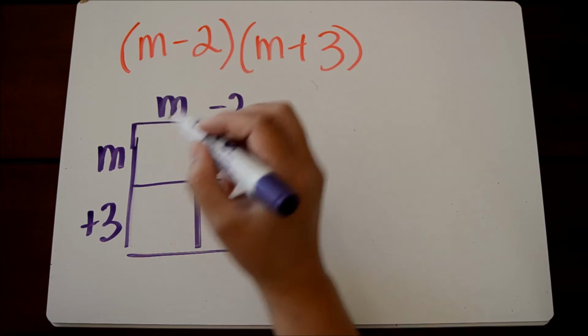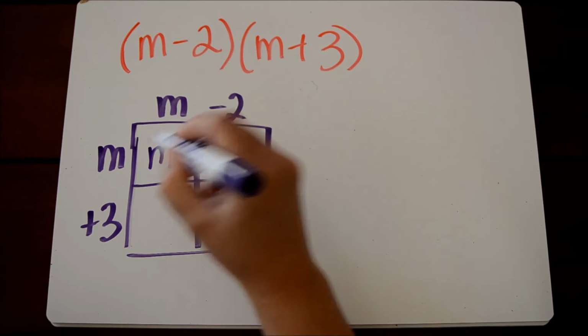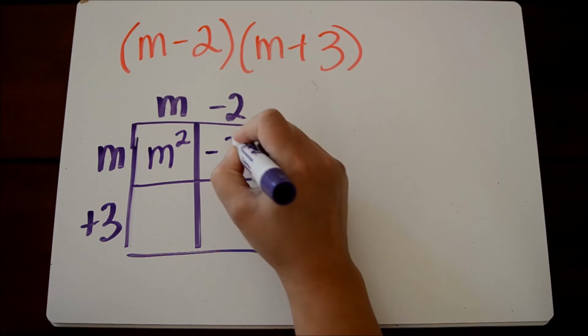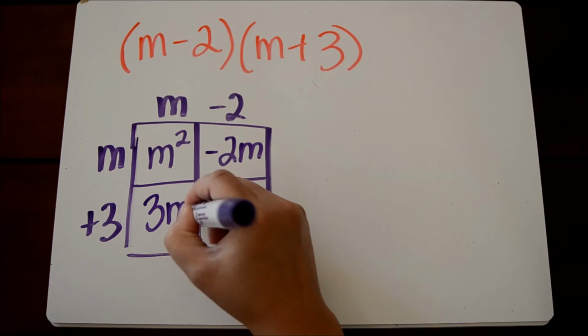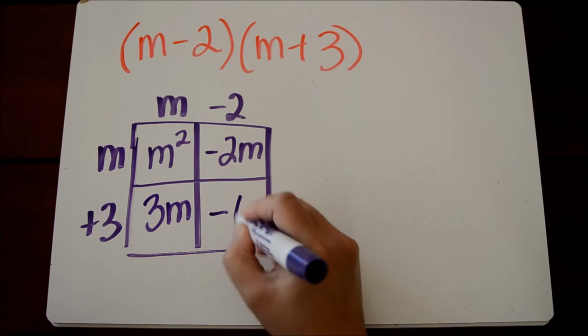And now we're multiplying everything. So m times m is m squared, m times negative 2 is negative 2m, positive 3 times m is 3m, and 3 times negative 2 is negative 6.